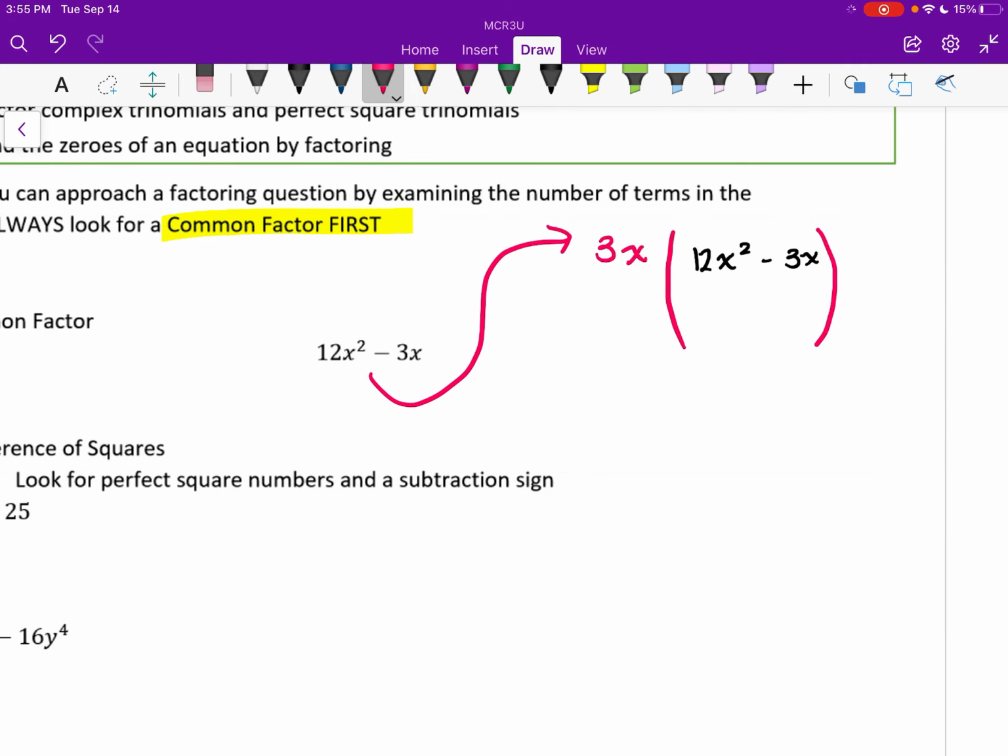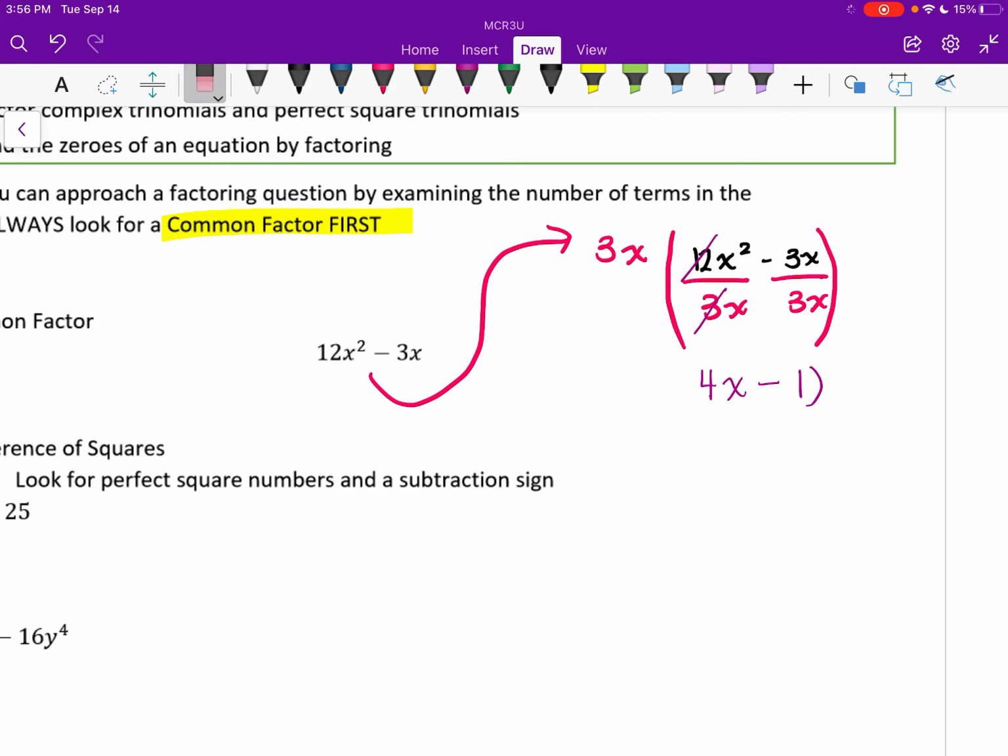If you can tell yourself, I just need to divide by 3x, and you can pull it out in your brain, that is perfectly okay. I'm just showing you for the sake of clarity. So I pull the 3x out. 12 divided by 3 is going to give me 4. X squared divided by x is going to give me x. Minus 3 divided by 3 is 1. X divided by x is 1, so just 1. And then 3x on the outside.